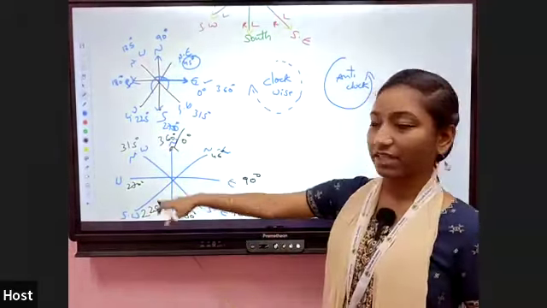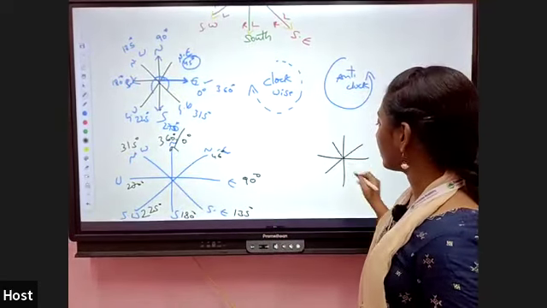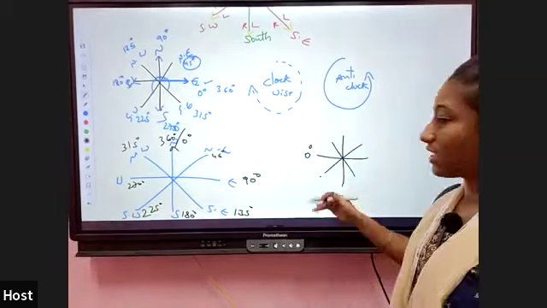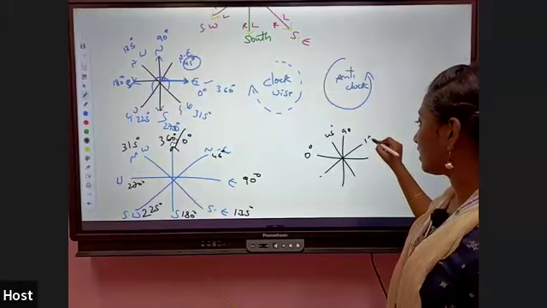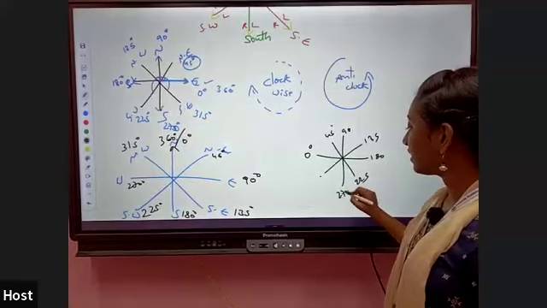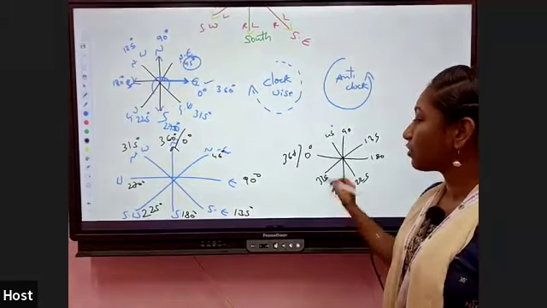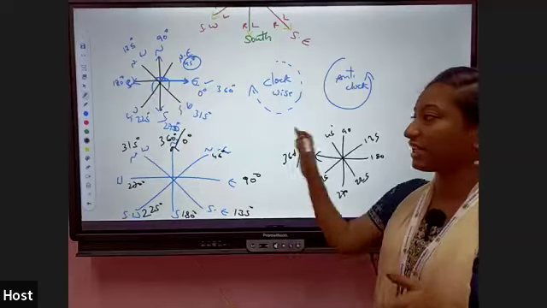We can start from west or east also. So let us take west. West is 0 degrees. Let us take the clockwise direction: 45, 90, 135, 180, 225, 270, 315, again 360 degrees. So we can take from any direction, in anti-clockwise and clockwise directions.